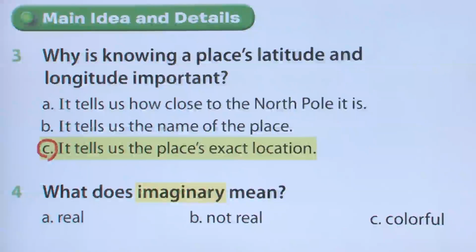All right, question number 4. What does imaginary mean? What's the meaning of imaginary? Is it real, not real, or colorful? A, B, or C? It's B, not real. Something that is imaginary is not real, like a ghost, for example.